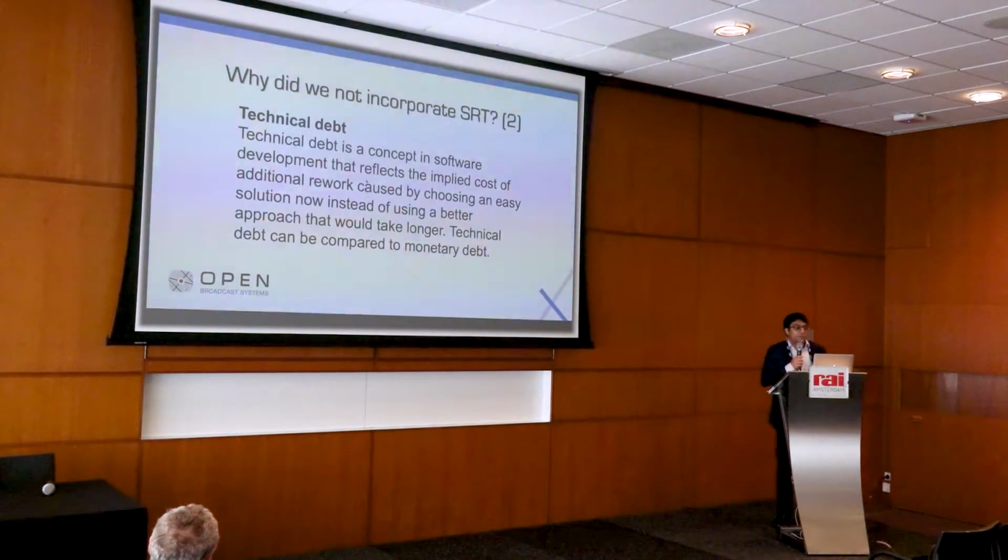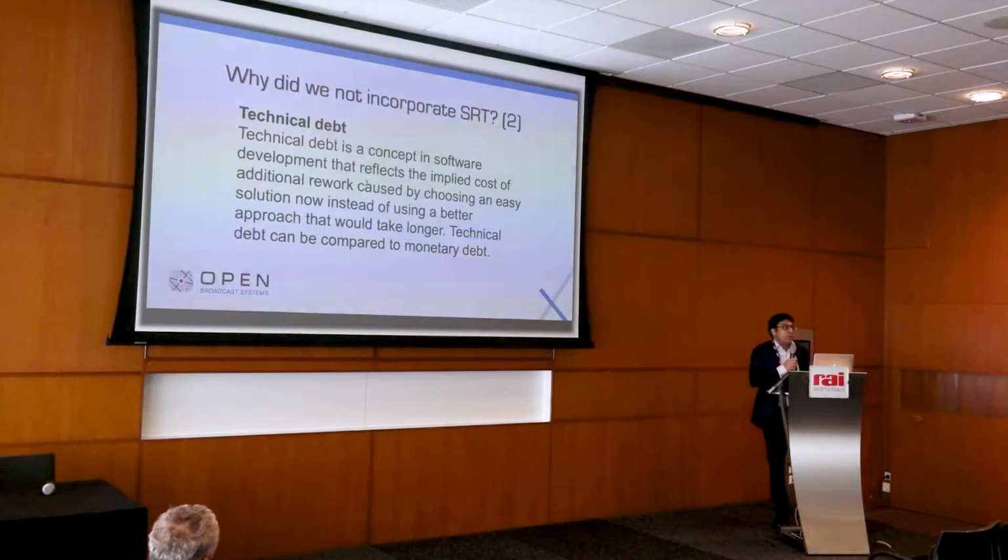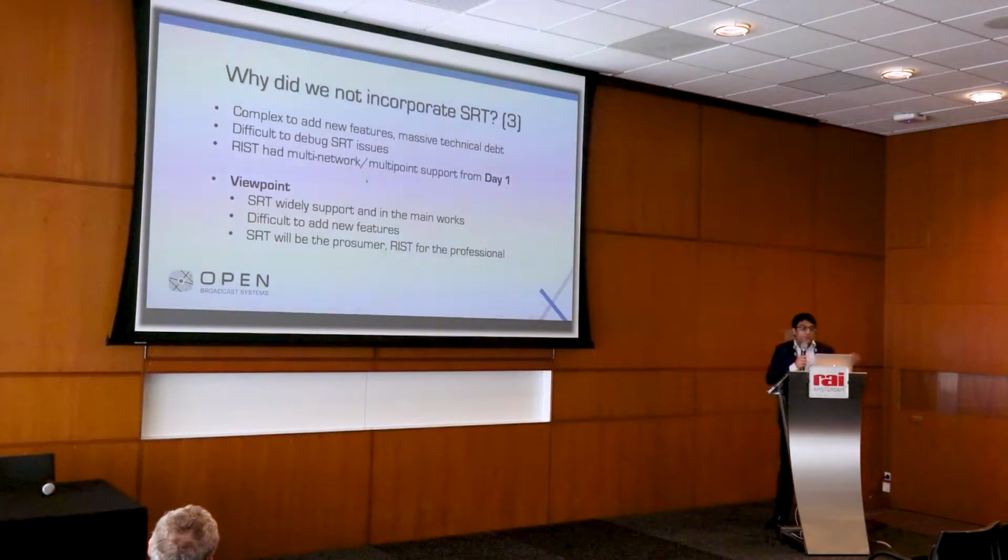They made a decision to modify a file transfer protocol and use it for live, rightly or wrongly at the time. But that's the debt that they borrowed. And 20 years later or 10 years later, they have to pay that debt back in the features they can't implement easily, bonding, etc. So it's very complex to add new features. It's a very complex code base. It's heavily burdened by massive technical debt. It's very difficult to debug SRT issues, and I'll talk to you about why RIST is very easy to debug in a minute.